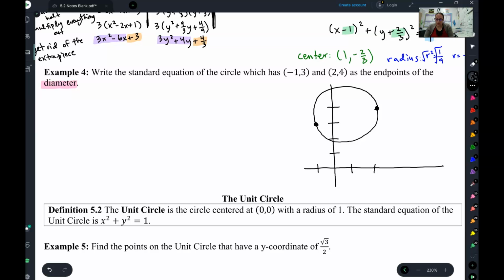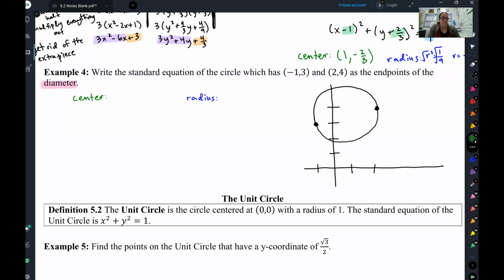So basically we want to end with our equation (x - h)² + (y - k)² = r². To do that, I need to know the center of this circle, and I need to know the radius of this circle. So let's talk about how to figure these out. First thing, I have these 2 points. I need to find the center of this circle, basically the perfect center between these 2 points.